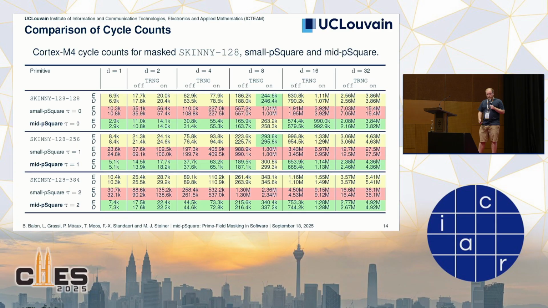So in this comparison, green is best, yellow is middle, and red is worst. Small p square is consistently the worst, and it gets much worse at the higher orders. We have from 1 share, so unprotected, to 32 shares, and we have numbers including the randomness generation and excluding the randomness generation. For randomness generation, we have used the on-chip TRNG. And mid-p square, our new design, is actually able to outperform skinny and small p square in almost all cases, except for some special cases at d equals 8, where skinny is slightly faster.